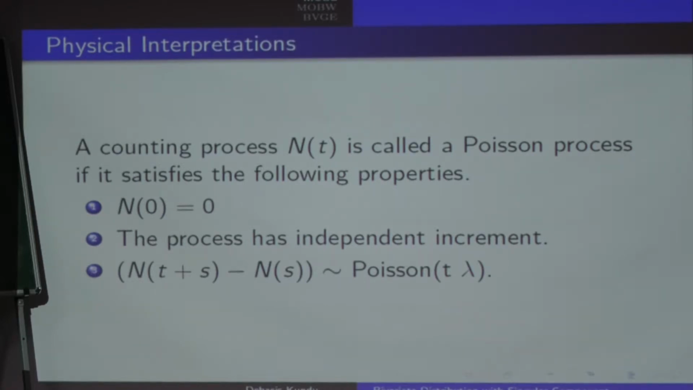So if you have disjoint intervals, then the numbers of events which have taken place during those intervals are independently distributed. That is there, and it is called a Poisson process if N_{t+s} minus N_s, which basically means the number of events which have taken place between s and s plus t, so the length is t, does not depend on s, it just depends on t, so it is Poisson lambda t. That's what it is. Okay, so it is called a Poisson process if it satisfies these three properties.